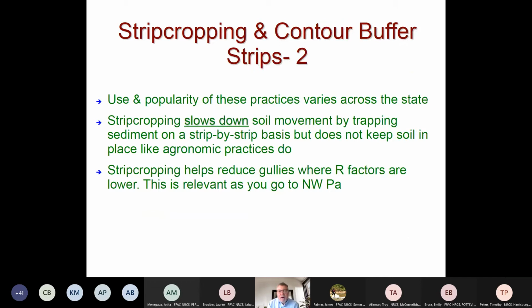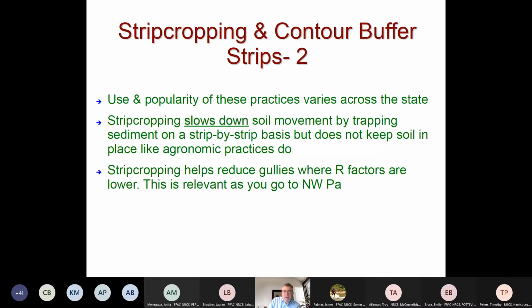The popularity of these practices varies across the state. So some areas that you work in Pennsylvania may be open to practicing these contour buffer strips and strip cropping, while in other areas there may be community resistance to practicing those simply because it's not the common practice in the area. Remember that strip cropping and contour buffer strips slow down the movement of sediment by trapping it on a strip by strip basis. So it doesn't keep the soil in place as those practices that feature soil armor, but it does slow down the movement of the soil once its erosion process has begun.